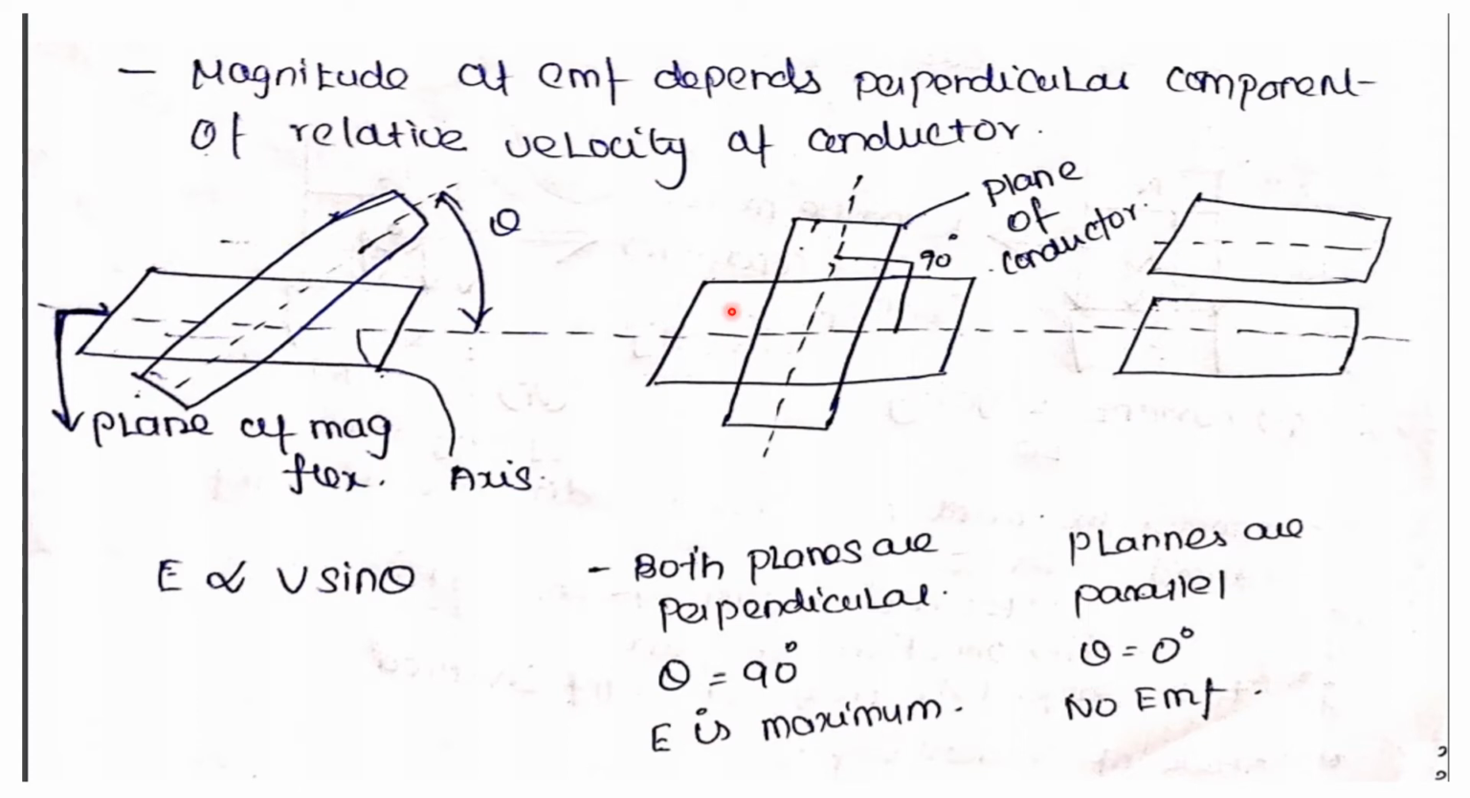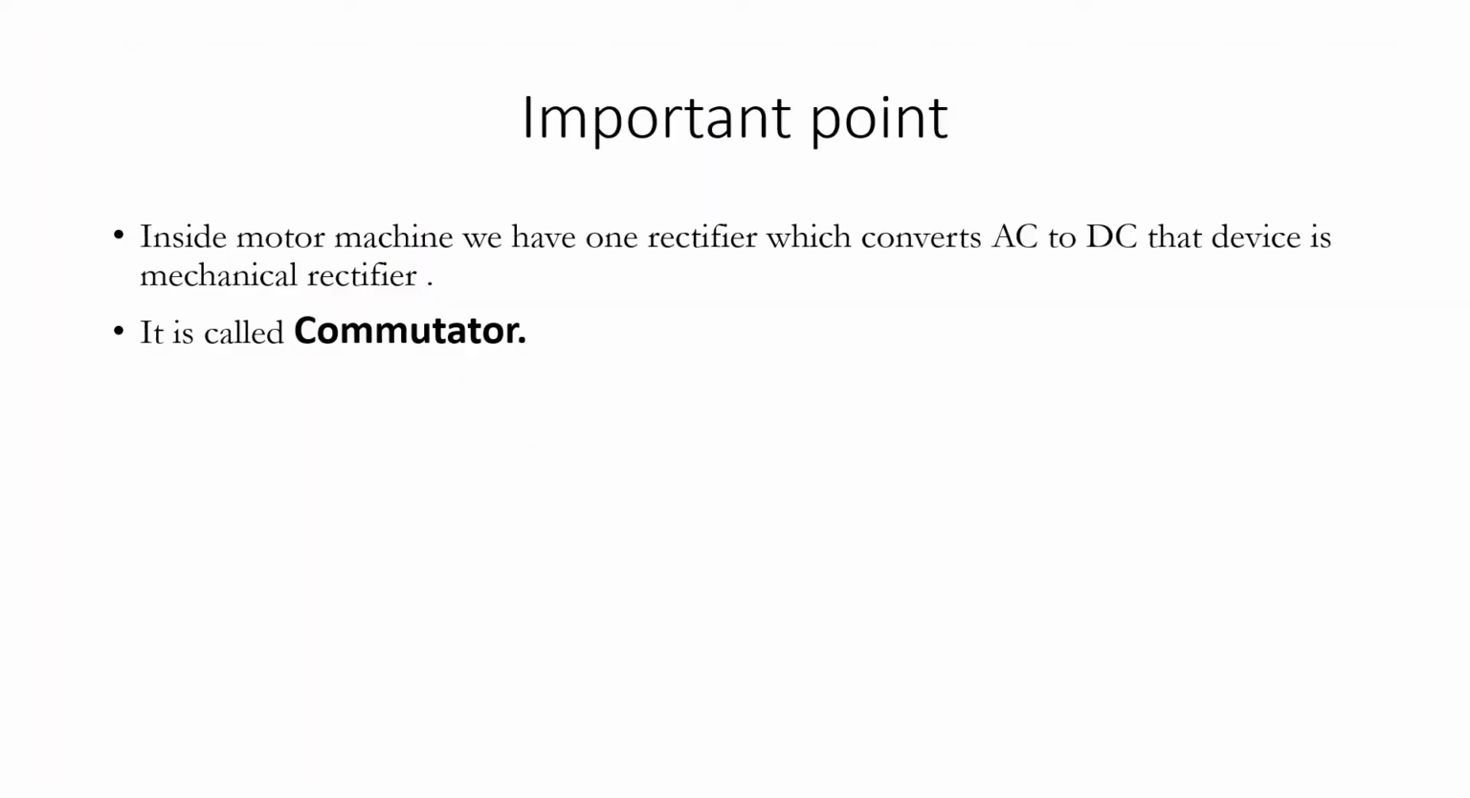Whenever the plane of the conductor and the plane of magnetic flux are perpendicular to each other, there will be a maximum EMF induced across the conductor. Whenever both planes are parallel, theta equals 0, so there is no EMF.